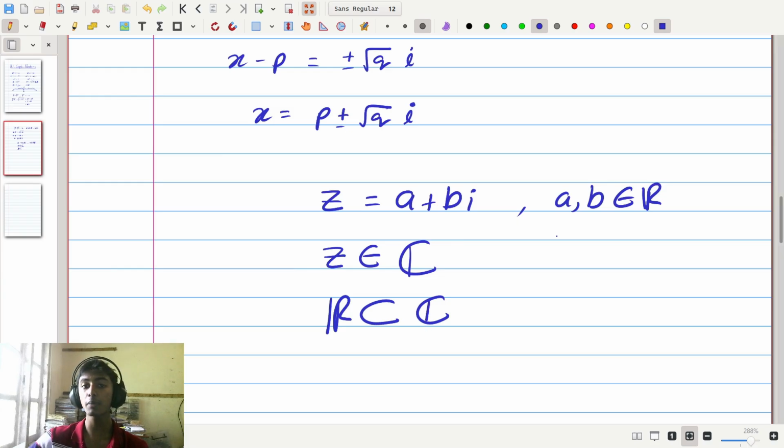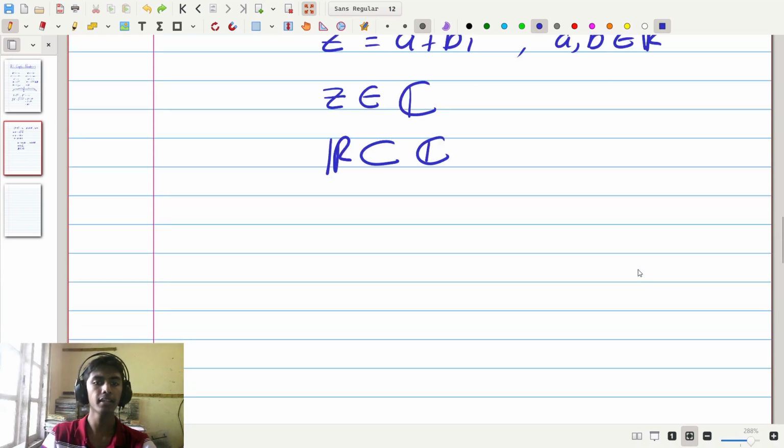Now it is actually a proper subset. This is the correct symbol to use and not this symbol, and the reason for that is that there are also numbers that are not elements of the real numbers that are elements of the complex numbers. So now that we've defined what the complex numbers are, let's go on to try to do some arithmetic with these complex numbers to figure out how they work.